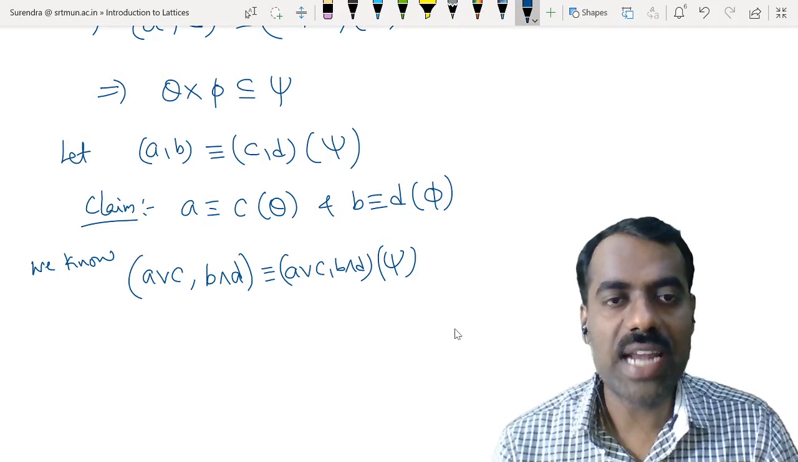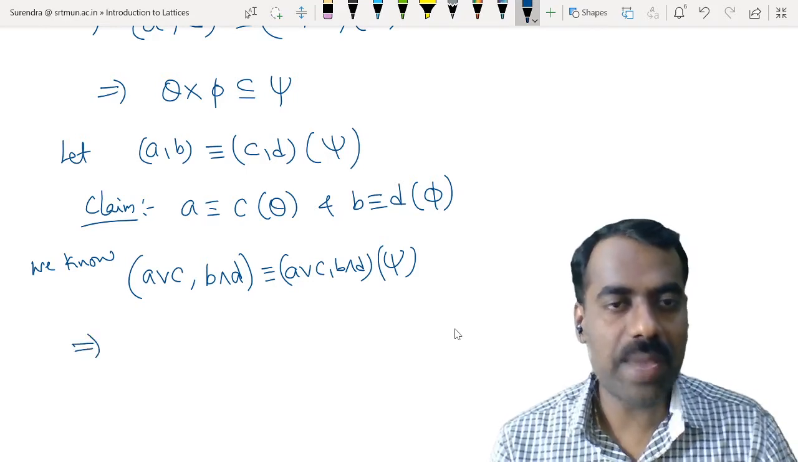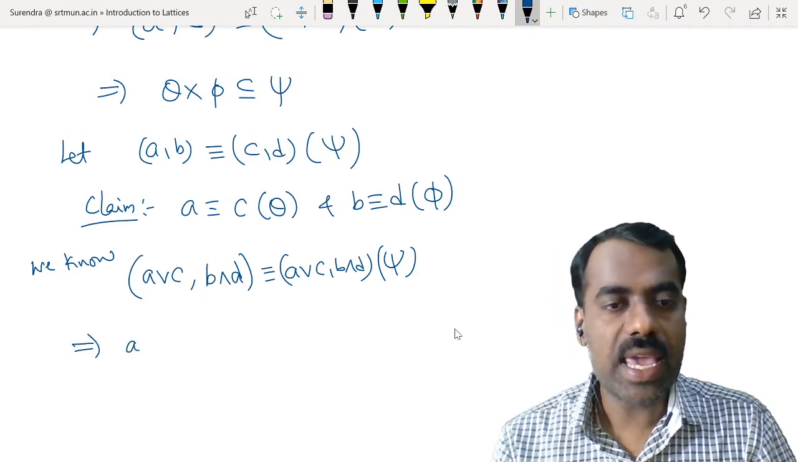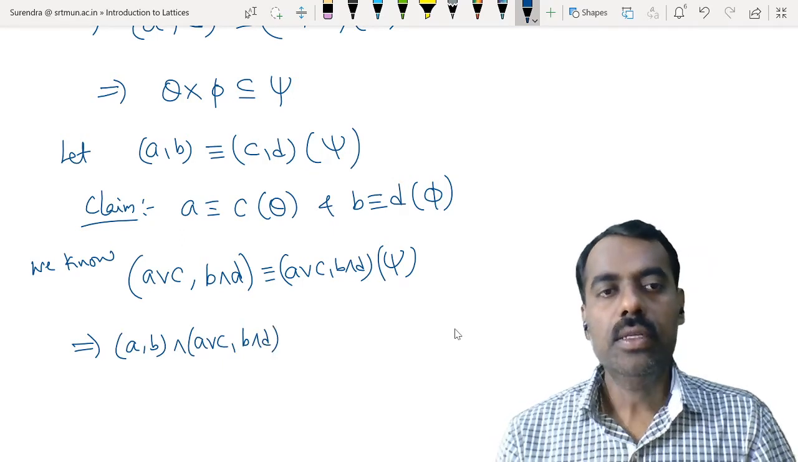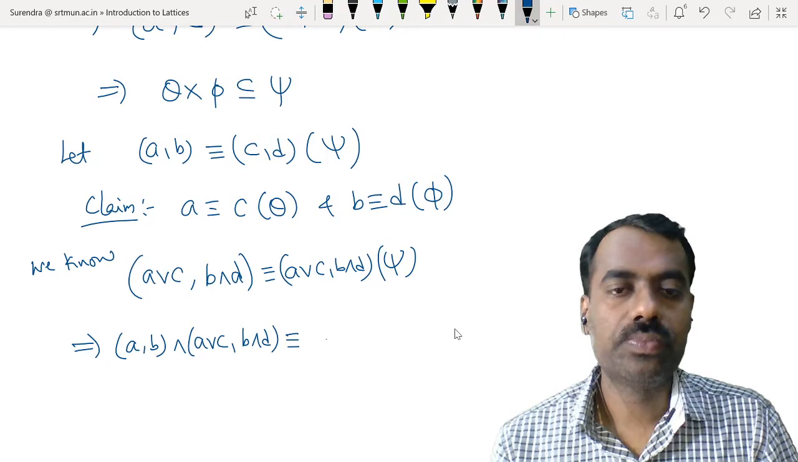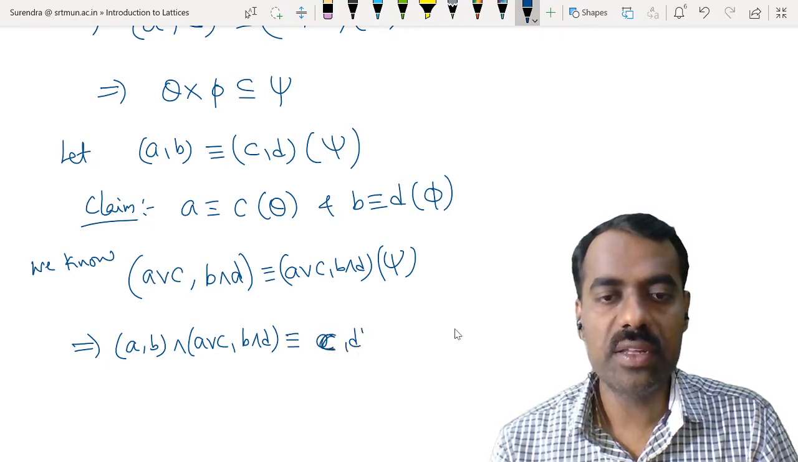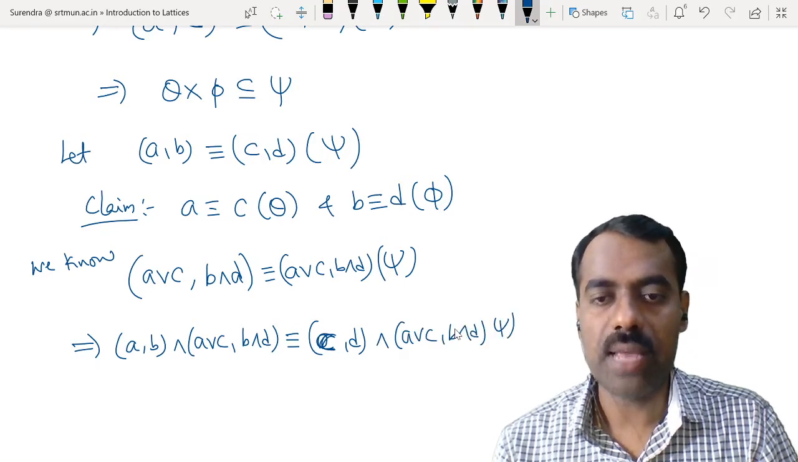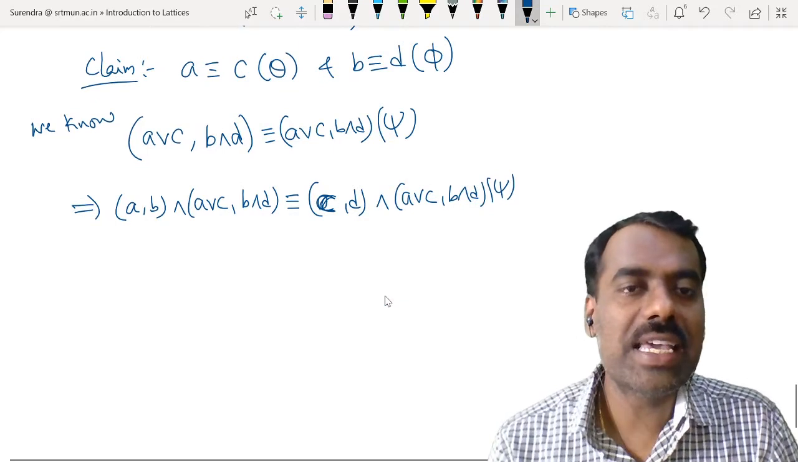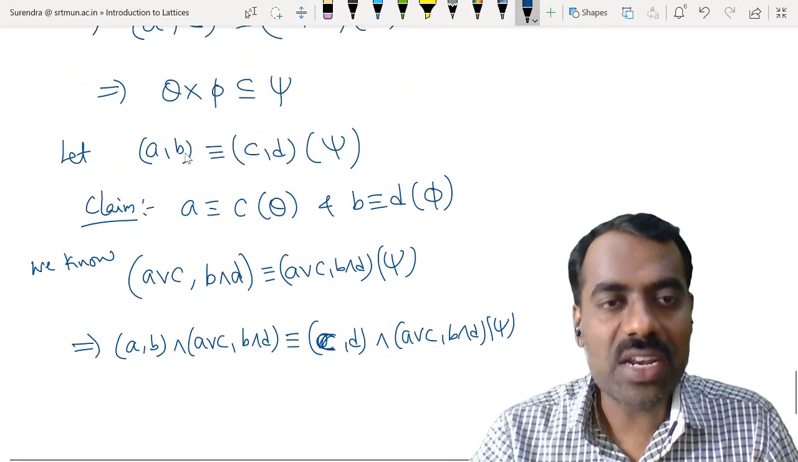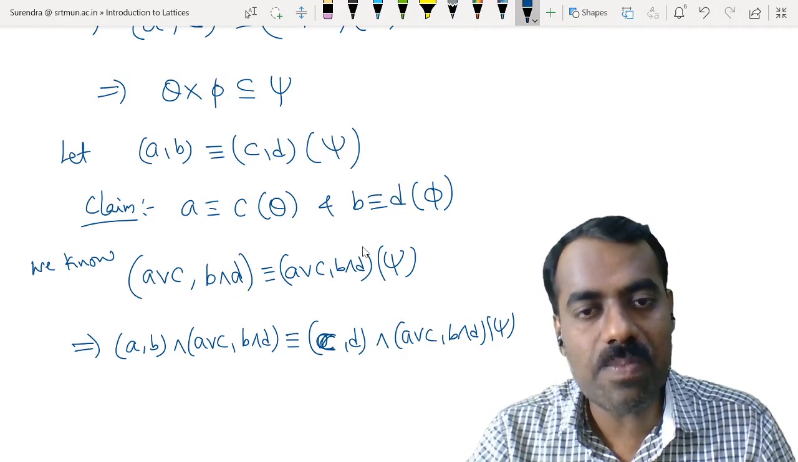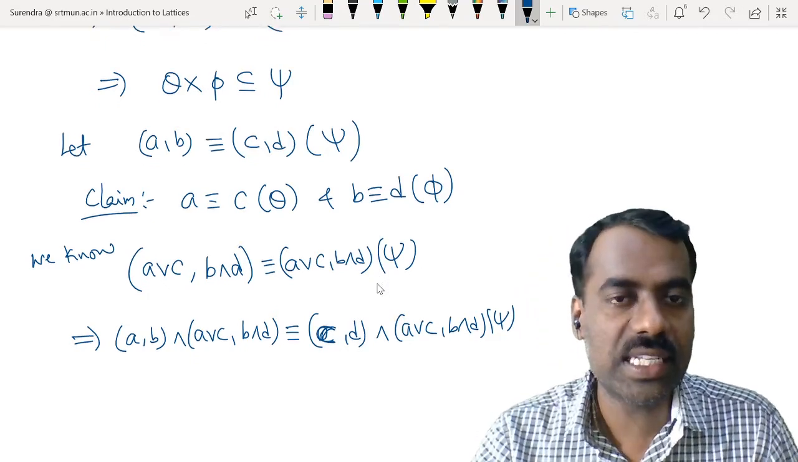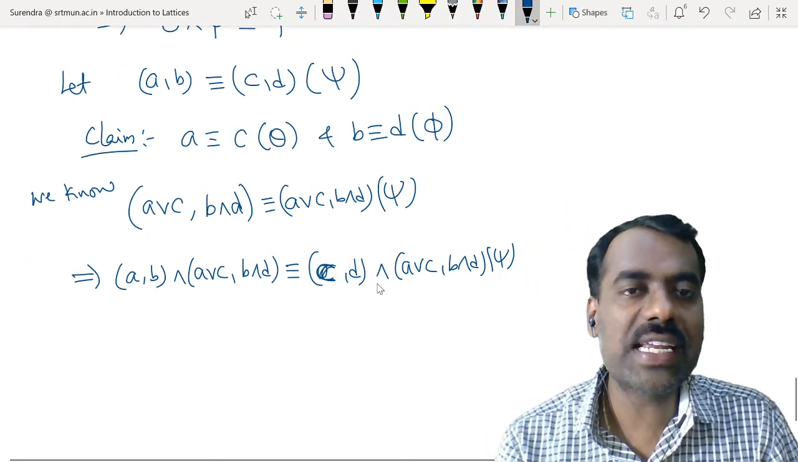Now take these two and apply the substitution property. This implies, and by this I mean you apply meet, what will we get? (a, b) meet (a join c, b meet d) is congruent to (c, d) meet (a join c, b meet d) modulo psi. You may ask why we are taking b meet d here: because we should get the second coordinate the same. When you meet with this, you will get b meet d, which is the same as b meet d. Here you will get b meet d, again the same. Is this clear? If you take any other element, you may not get that same result.